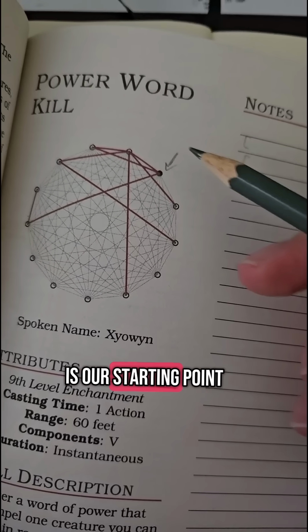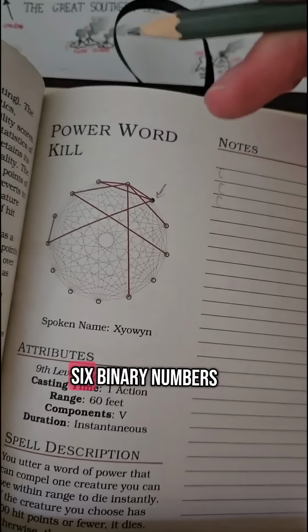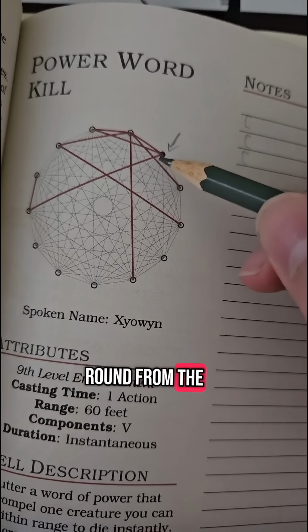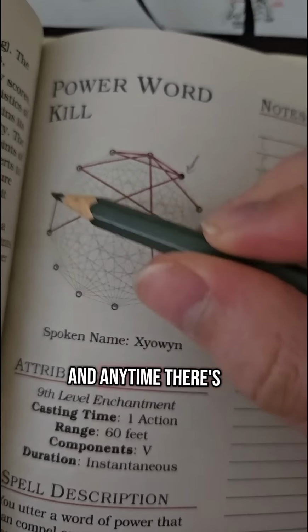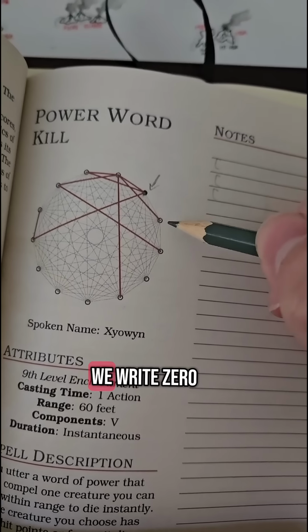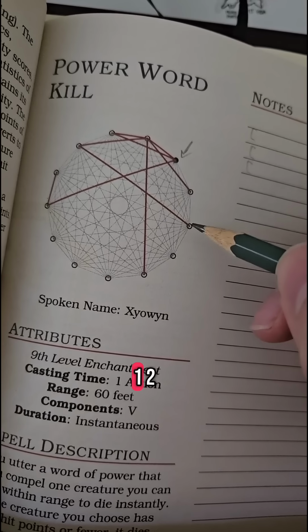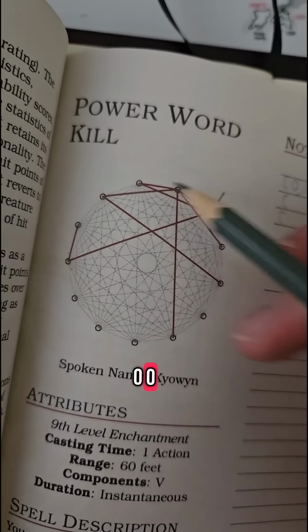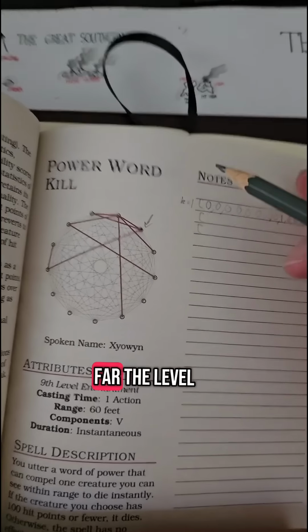This here is our starting point. To get the first of the 6 binary numbers we need that describe every spell, we simply count round from this starting point going around, and anytime there's a line that connects one point to the next one along, we write a 1. If there isn't one, we write 0. So in this case, we've got 1, 2, 3, 4, 5, 6, 7, 8 zeros, followed by 1, 0, 0, 1, 1. And that gives us the code that's for the level of the spell.